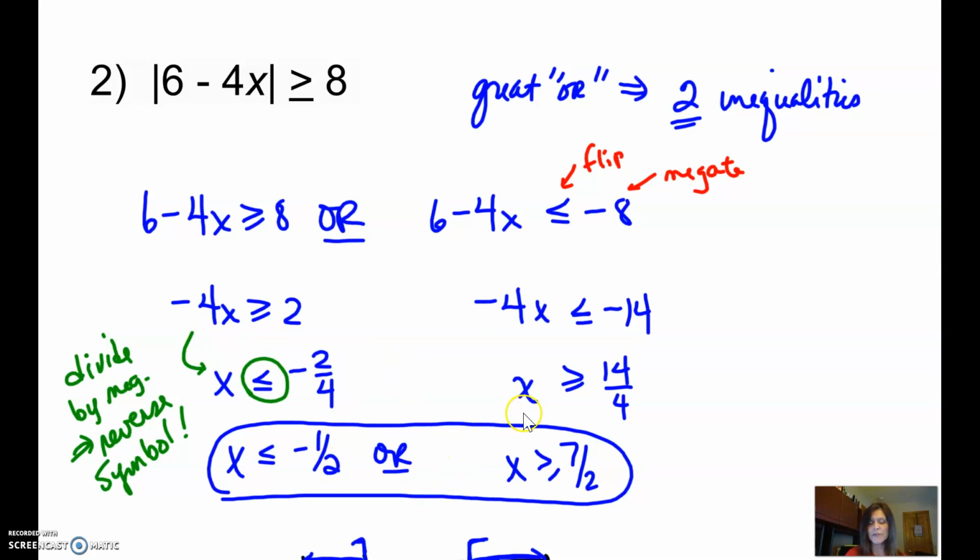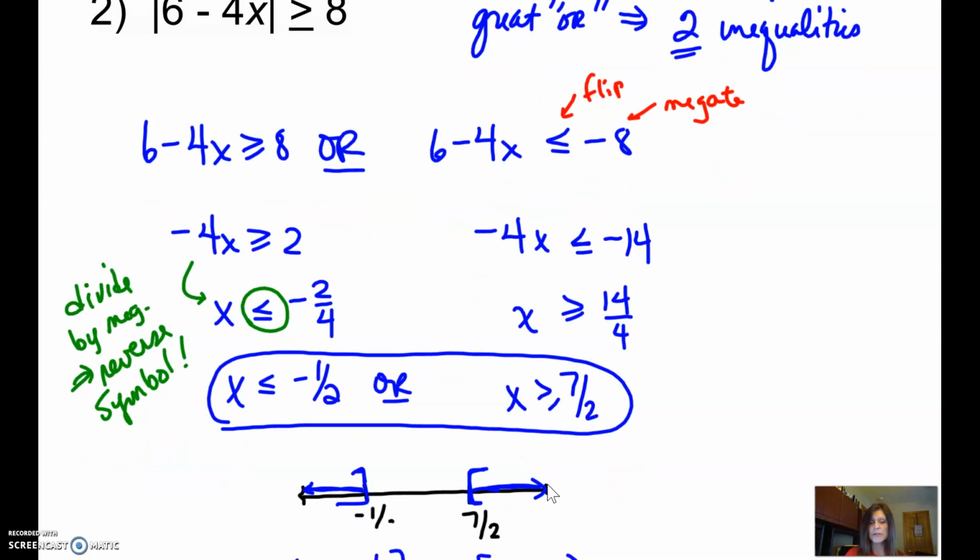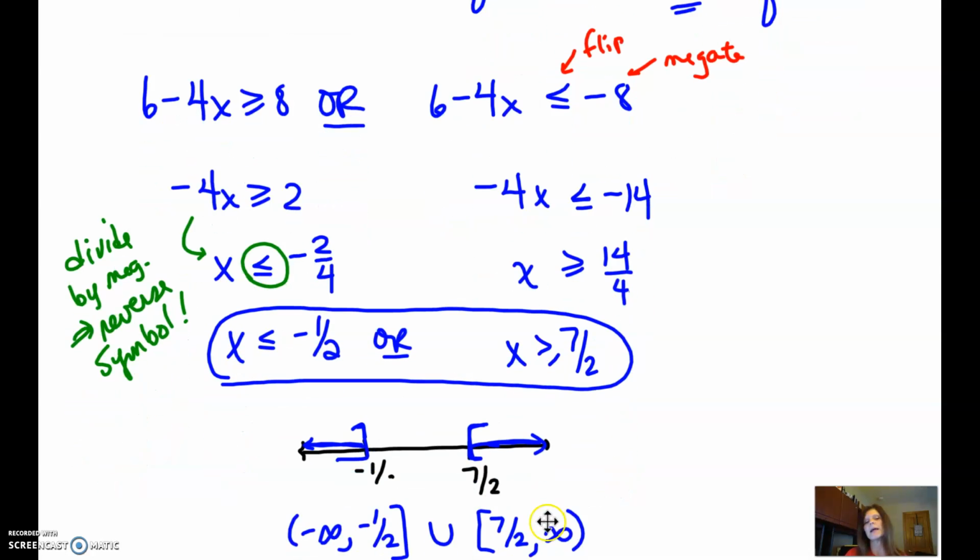Again, you just solve each of these. Remember, if you're dividing by a negative, that symbol flips. So my answers here, I ended up with x is less than or equal to -1/2, or x is greater than or equal to 7/2. Greater, we're going to get the two separate things. Never ever combine them into one. It's going to be two sections on my number line, and it's going to be two separate intervals.